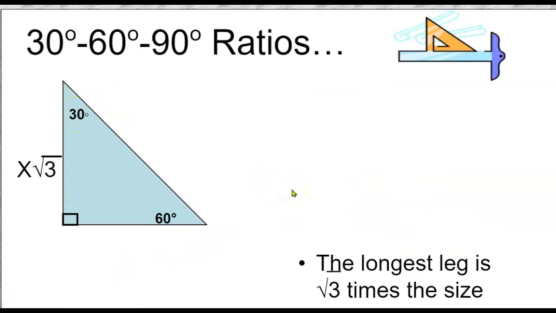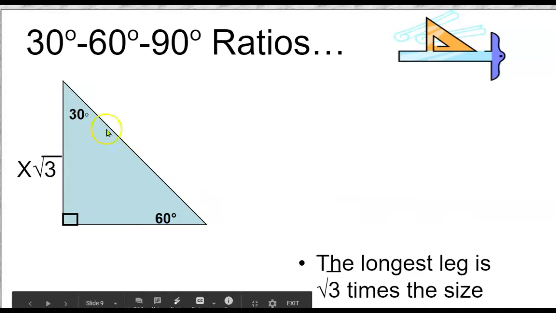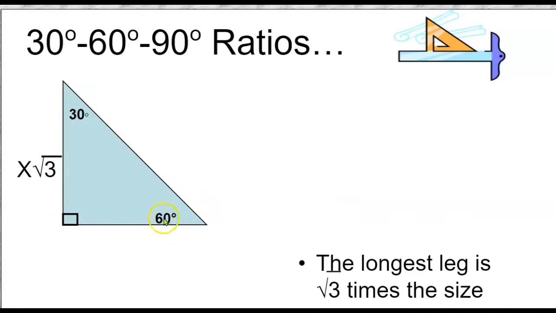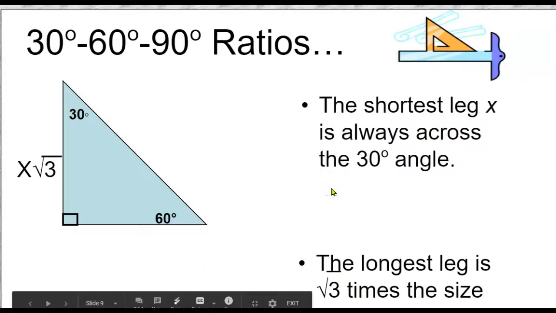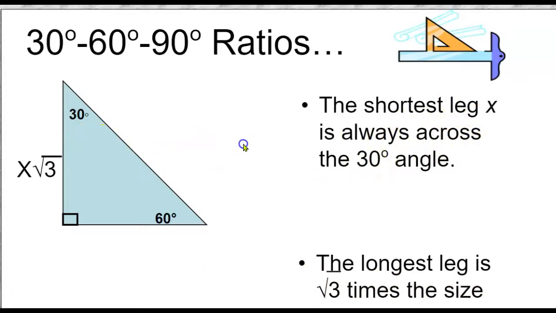Okay, the longest leg is opposite the 60-degree angle. And the shortest leg is opposite the 30. And the longest leg is the square root of 3 times the size of the smallest leg. The shortest leg is always across from the 30. There's the 30, and that's the shortest.